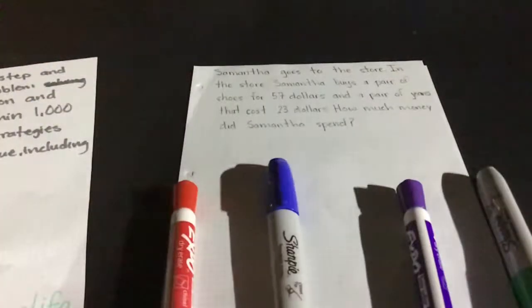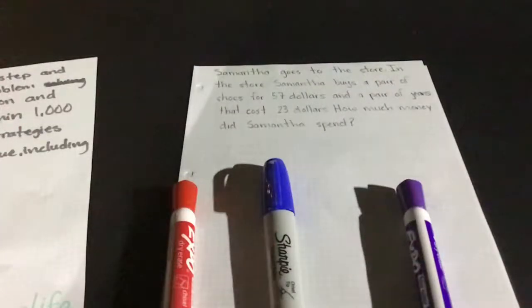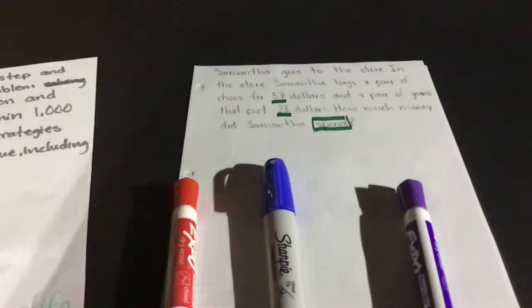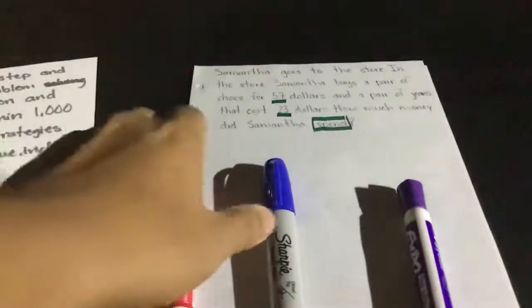So what I also have here is different colored markers, and I'm going to be using these markers for different purposes. What I want to use the green marker for is to highlight key data. Here the question is asking how much did Samantha spend. Based on this, I could tell I have one of two options, either addition or subtraction. I also see that she spent $57 and $23. Usually when you buy stuff, that means that you're adding them together.